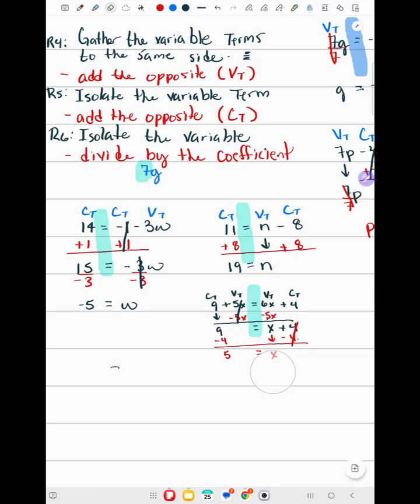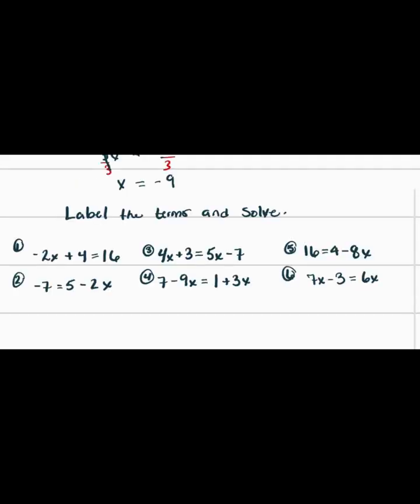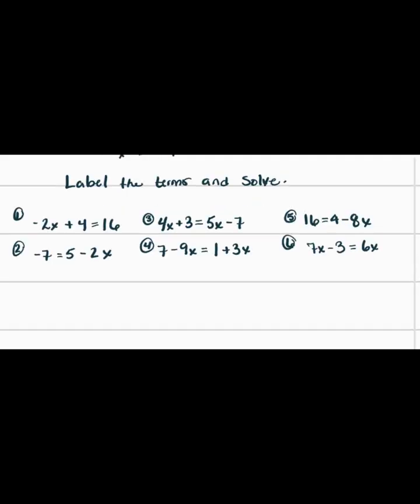You're done. So let's do one more of these. Make sure we got it. Let's try this one. Here are your problems. I want you to label each term: variable terms, constant terms, like that. Split the problem where the equal sign is, and then I want you to solve. Show all your work. All right.